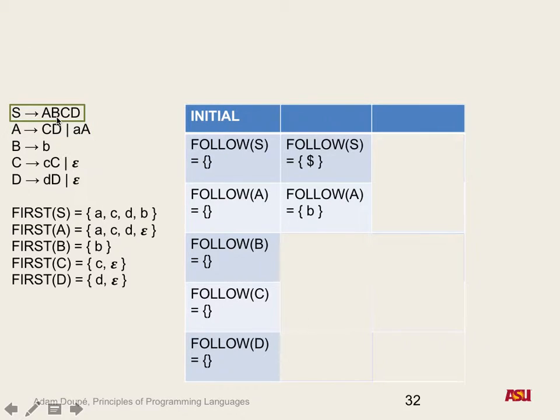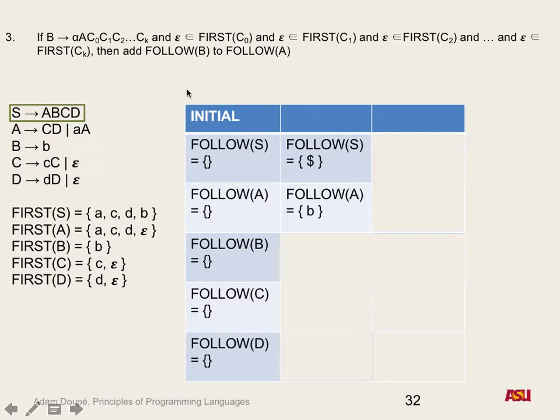So we look at the B here, and so we ask, does rule 1 apply? No, B is not the starting non-terminal. Rule 1 does not apply. Is B the last element of the rule, the rightmost symbol in this rule? No, doesn't apply. Does epsilon exist in every symbol from B all the way to the end of this rule? Yes. So C and D, C has epsilon in its first set, D has epsilon in its first set. So then I add what to the follow of B? Follow of S to follow of B, exactly.